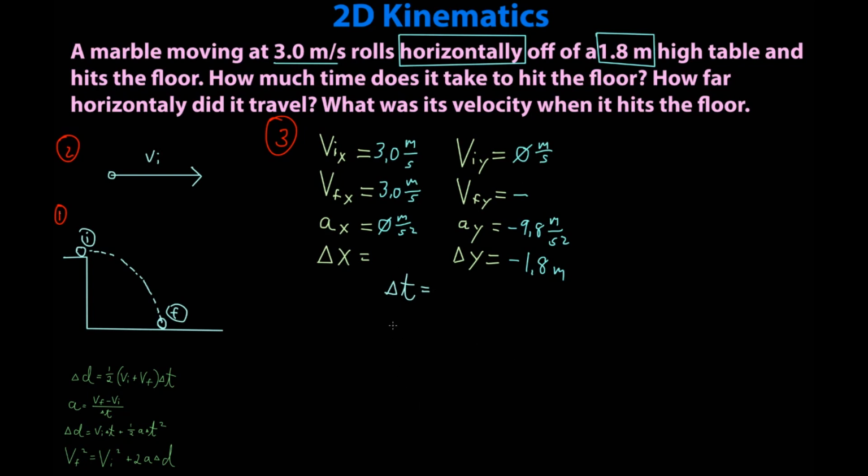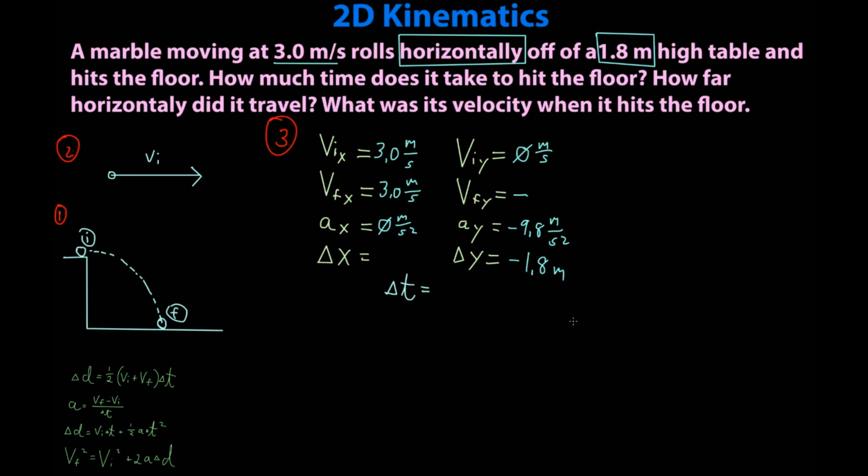And as I said before, you're either working in the x or you're working in the y, but you're not working in both. So let's see which column has better information. First, I'll check out the x. I have VIX, VFX, and AX, but AX is 0, which immediately removes the acceleration formula here. I don't have displacement or time, so this one's no good. The first one, I don't have displacement or time, so this is no good either. And this last equation isn't telling me anything I don't already know. Acceleration is 0, so this part would cancel. VI squared equals VF squared, but I already know that because they're the same value. So the x-axis is not allowing me to actually find anything.